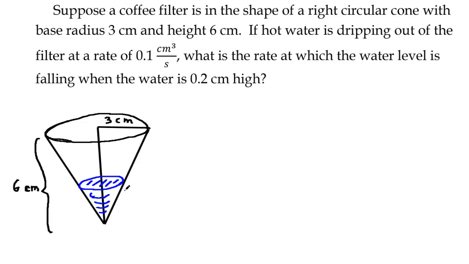Okay, here we have the cone. It has a height of 6 and a radius of 3. The blue part is the actual water, and it has a height. Let's call it h. And it also has a radius. Let's call it r.